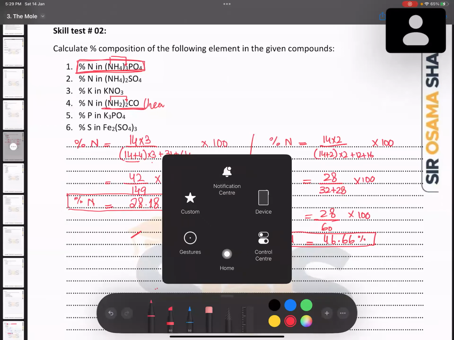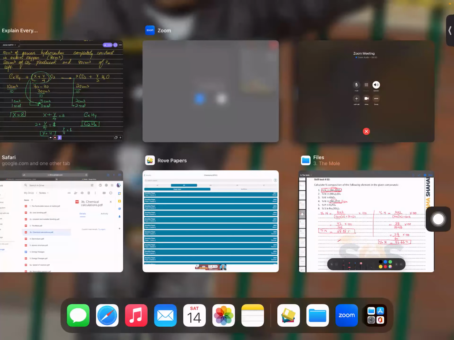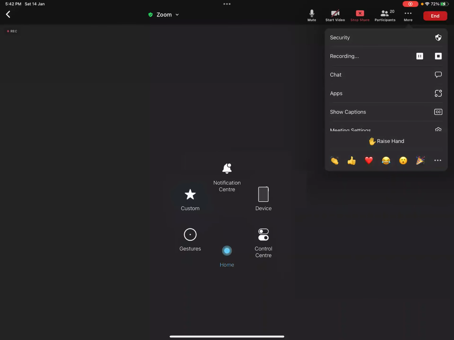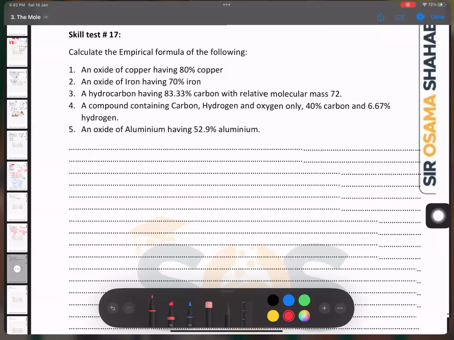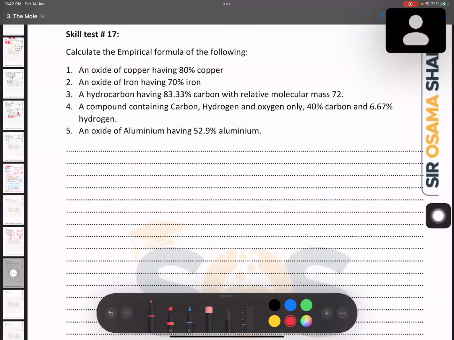So जल्दी से ये 4 percentages मुझे निकाल के दिखा दीजिए, ताकि मुझे confirm हो जाए कि. Now, how can we find out the empirical formula? For this, you need to know what the empirical formula is.